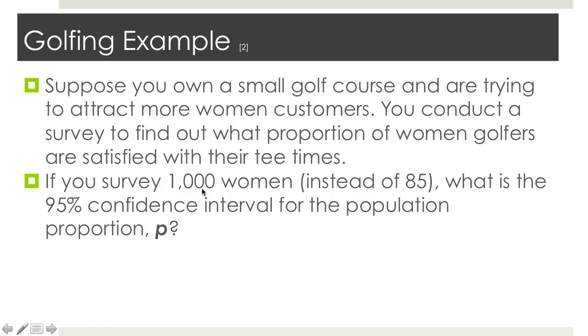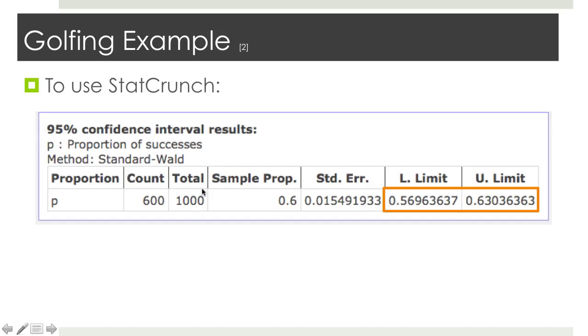So if we went ahead and used StatCrunch in that case, and now we have, let's say, 600 out of 1,000 women indicate that they're satisfied with their tea time. So we're still looking at the same sample proportion of 0.6. Then you can see that our confidence interval goes from about 0.57 to about 0.63. So it's a much narrower confidence interval, but the price you pay for it is having to get a much larger sample size.